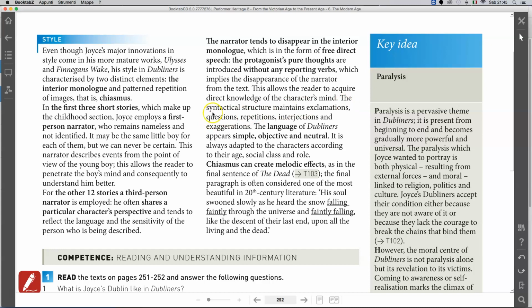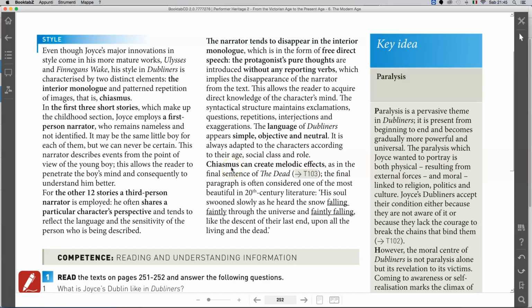Also, the syntactical structure is very important because the syntax maintains the exclamations, the questions, the repetitions, and exaggerations. So this particular language of Dubliners appears to be very simple, objective, and neutral. And the language is adapted to the characters according to their age, to their social class, and to their role.